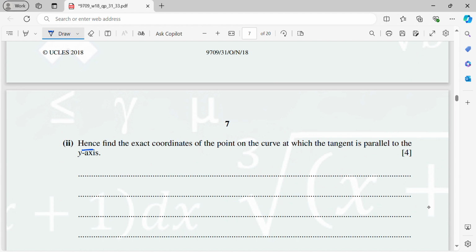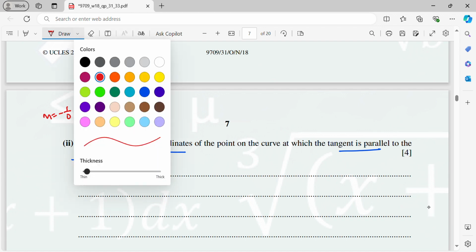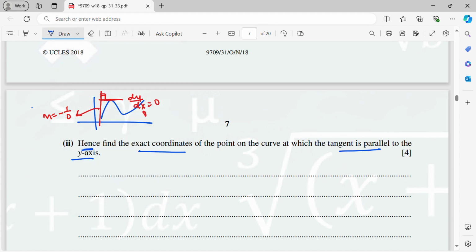Part 2, hence. Hence means use a previous answer. Find the exact coordinates of the point on the curve at which the tangent is parallel to the y-axis. Okay, for your information, if let's say this is a curve, tangent parallel to the x-axis means dy dx equals 0. So when the tangent is parallel to the y-axis, right? So here is 90 degrees. We know that for these gradients, since they are perpendicular to each other, m1 m2 is minus 1. That is negative 1 over 0. So what I can say is the denominator of the gradient here will be 0. Okay, so because your dy dx is infinity.